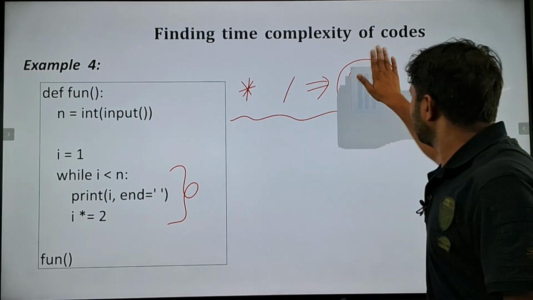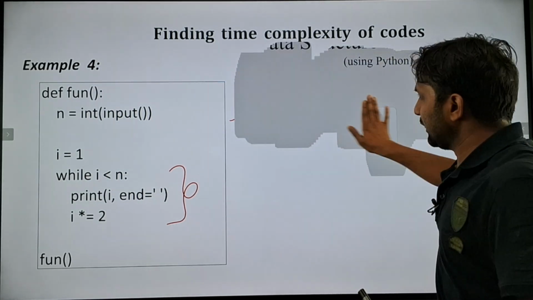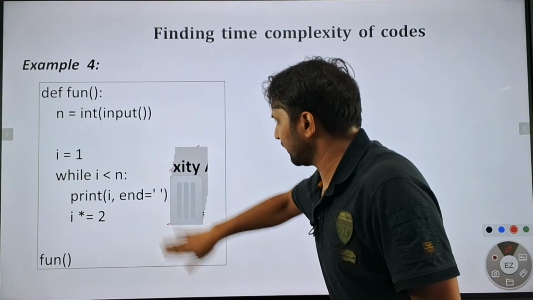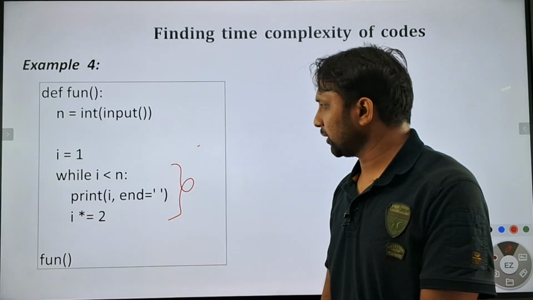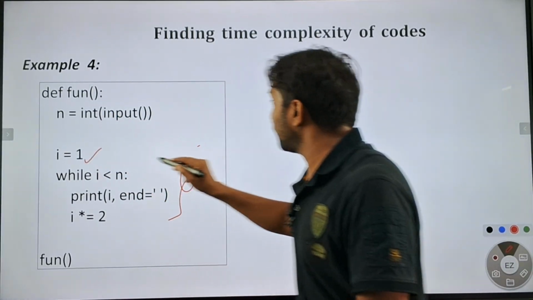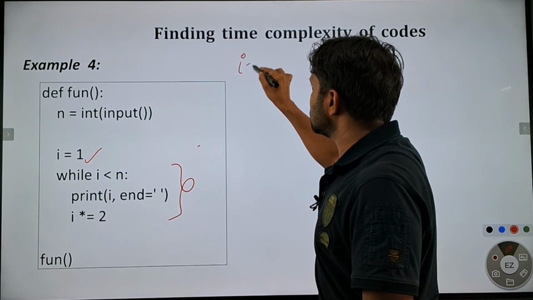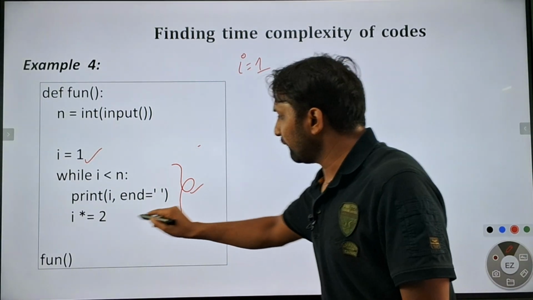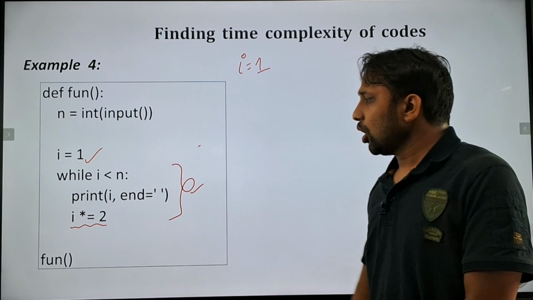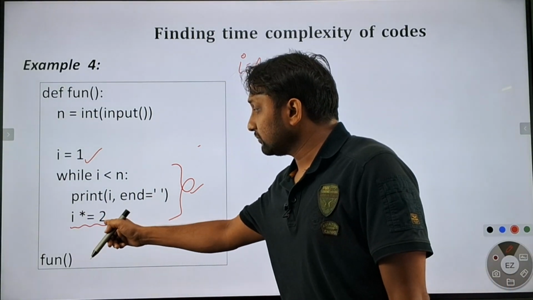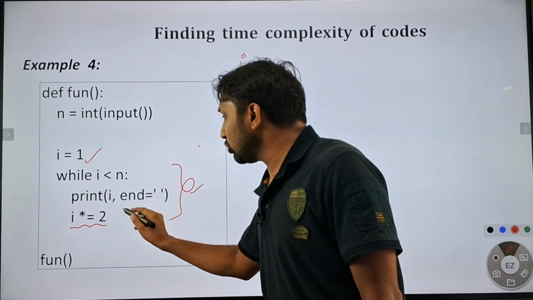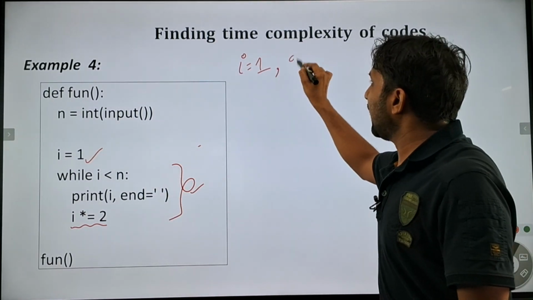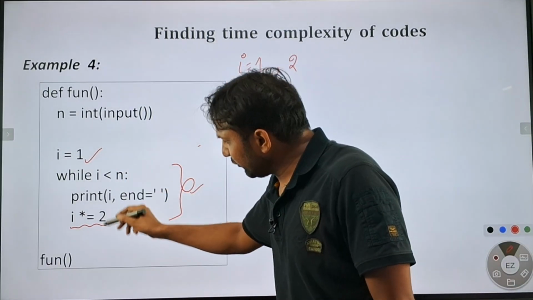Let me remove this, make some space and try to prove it mathematically. I just need to see how many times this loop is executing. Initially the I value is 1. When I is 1, the loop is executed. We come inside and now we multiply I, which is 1, with 2. Now the I value is 2. When I is 2, again we go inside the loop.